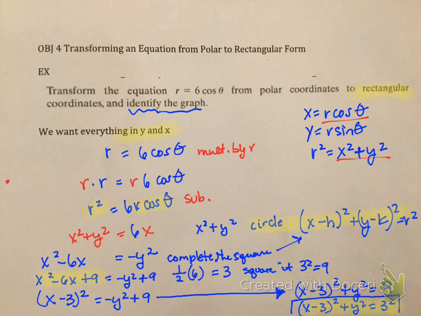I don't know if your MyMathLab is going to make you do this or not. However, please note you can find a circle and information about it if you write it up in its standard form. Okay, last one. Transform the equation 4xy equals 9 from rectangular coordinates.